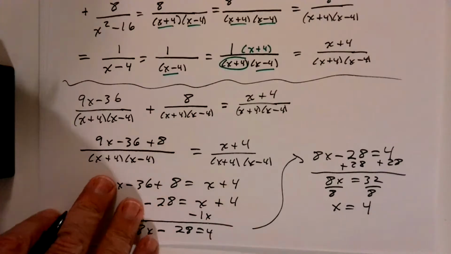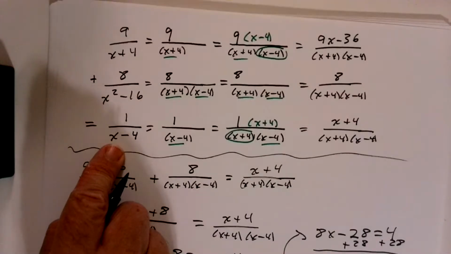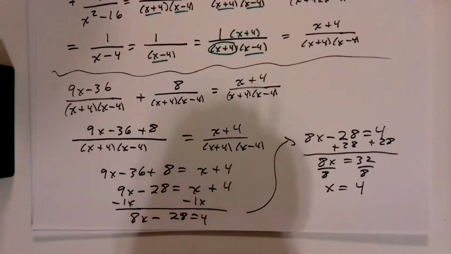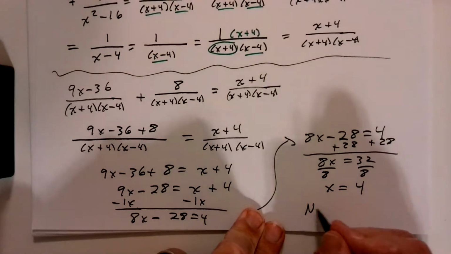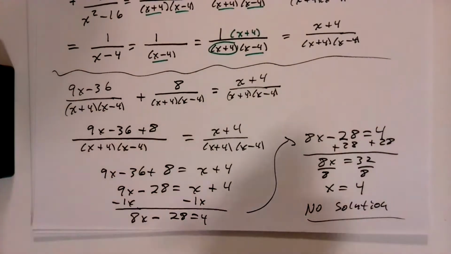Because if we go back to the original question, can x be 4? That's a problem. The 0 in the denominator is not going to work for us. So therefore, the 4 that we thought was our solution isn't, and I've got to say that this has no solution. And that will conclude this lesson.